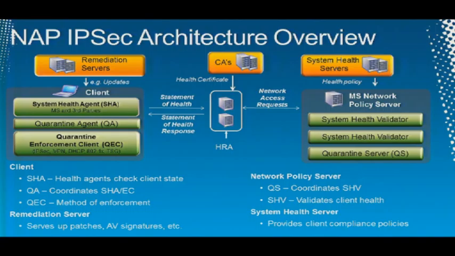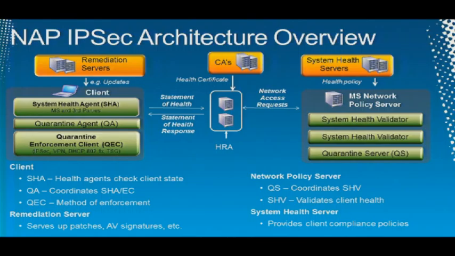The network access protection client is composed of multiple system health agents, which look after different aspects of the client configuration. The system health agent talks to a quarantine enforcement client, which we enable or disable based on the type of NAP we want to enforce. So we have different enforcement clients for IPsec, VPN, DHCP, etc. The quarantine agent is the broker between the system health agent and the quarantine clients.